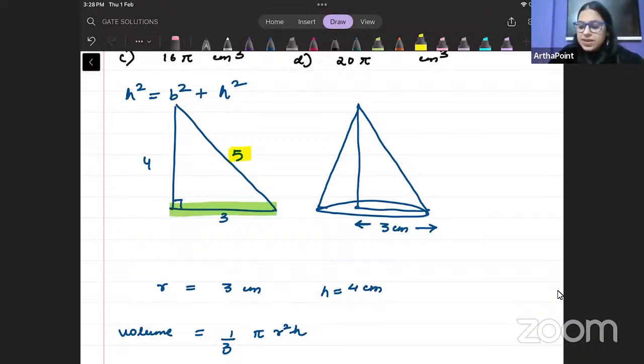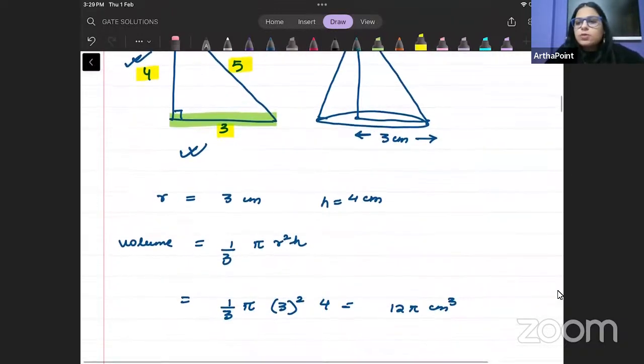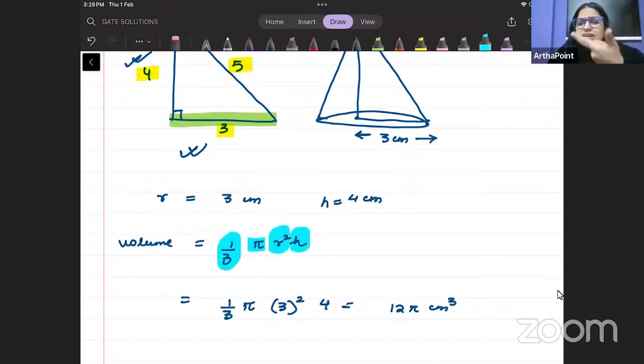So perpendicular square plus base square is hypotenuse square. So we need to have smaller perpendicular and base. And I am taking 3 centimeter in the base because around that only I am rotating to form a cone. That is what the question is saying, right? So this becomes 3 centimeter, 4 centimeter and 5 centimeter. Now, what is the volume of the cone? We already know the formula. The volume of the cone is 1 by 3 pi r square h. R is the radius, that is 3 centimeter. H is the height, that is 4 centimeter. So if I will just put instead of R 3 and instead of H 4, I will get the answer as 12 pi. And that's the answer to this question, right?